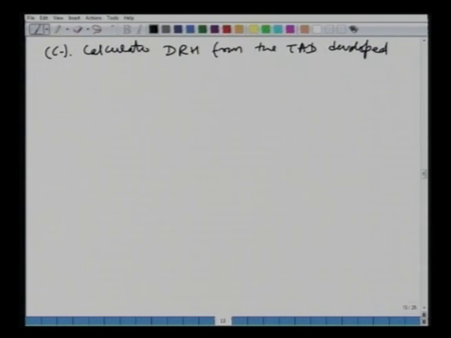Now, I would like to extend this particular example, and I will give you a homework type of problem in which you solve part C, to calculate the DRH from the time area diagram which we have developed, using the following ERHs.